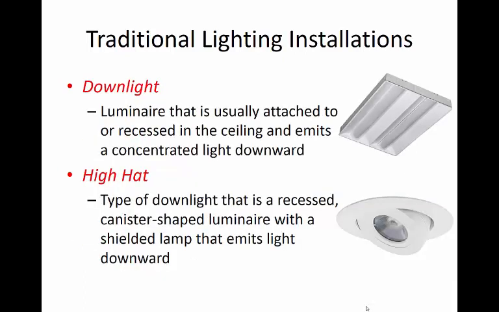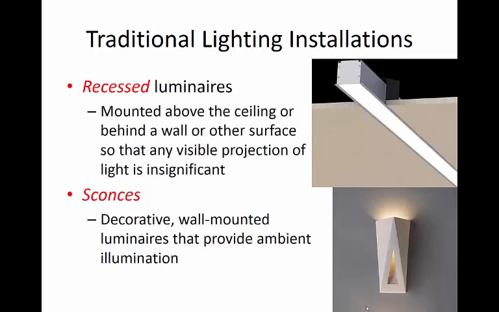After downlighting, we have what's referred to as a high hat. This is a type of downlight that's typically recessed up into some canister-shaped luminaire, and it typically has a shielded light that will control where the light goes. On the right-hand side, I'm showing a high hat that can actually be aimed. If you think about most of your traditional can lighting, that's an example of a high hat.